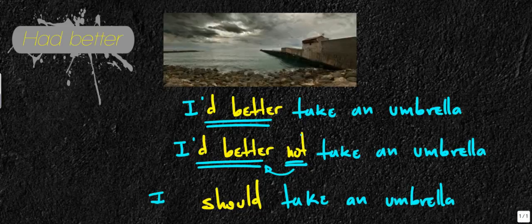Now, what happens to the conjugation of the verb for, let's say, he, she, and it? Well, because had better is the auxiliary in the sentence, the verb is always going to be in the bare infinitive form, which means that it doesn't matter if I have I, he, she, it. It doesn't matter what subject or what pronoun I have here, the verb is always going to be the same. So if I change I, for example, for she, everything stays the same. And the sentence says, she'd better not take an umbrella.